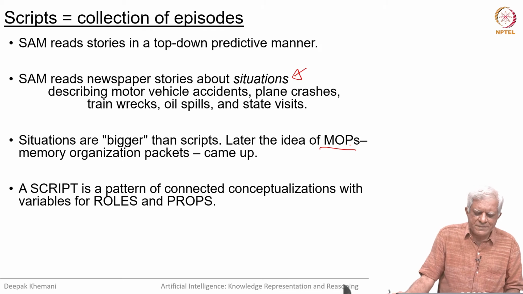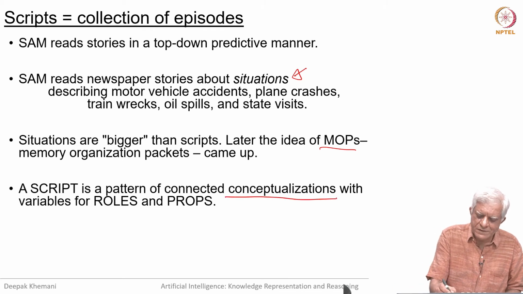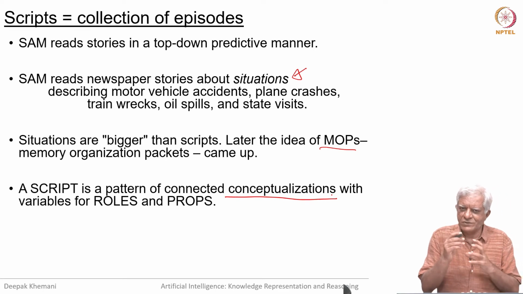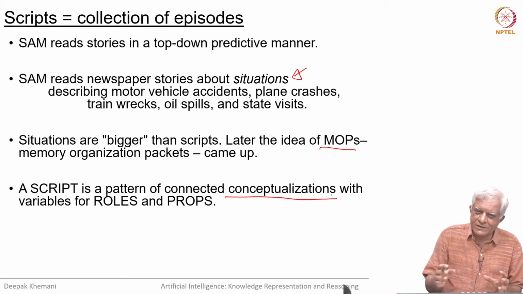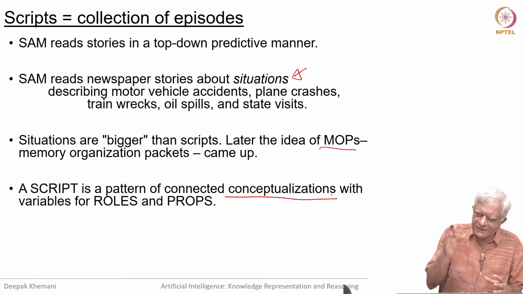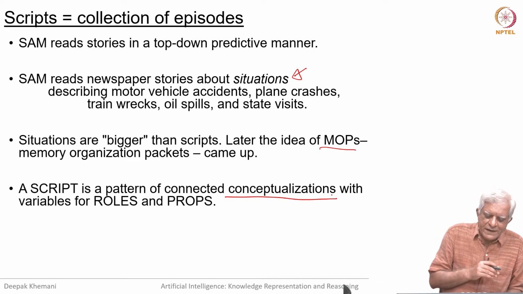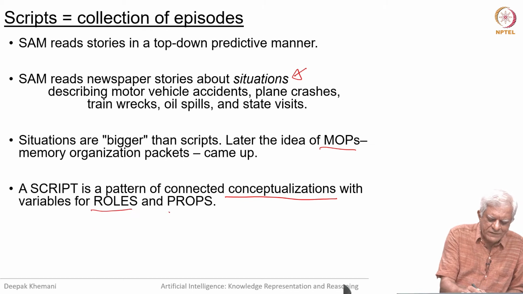So, a script is a pattern of connected conceptualizations. We already know what we mean by conceptualizations. This is a two-way dependency between concepts, as we studied in the CD theory. Now, a script is a pattern of connected conceptualizations. So, there are many, it is not just one, and they are all connected to each other. There is a sequence typically, and we have roles and we have props.